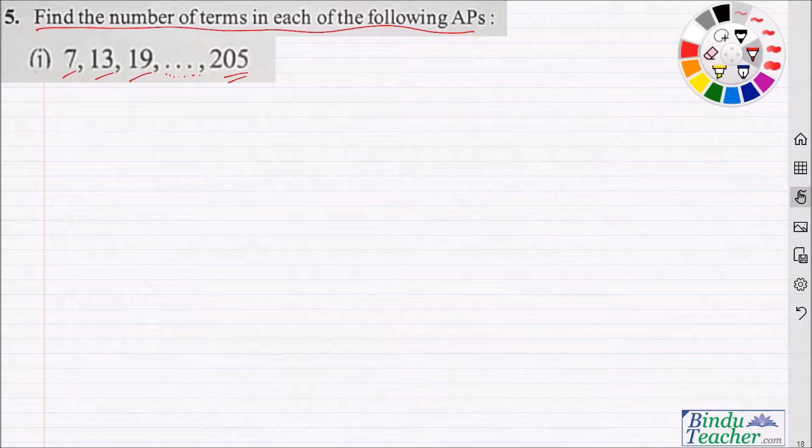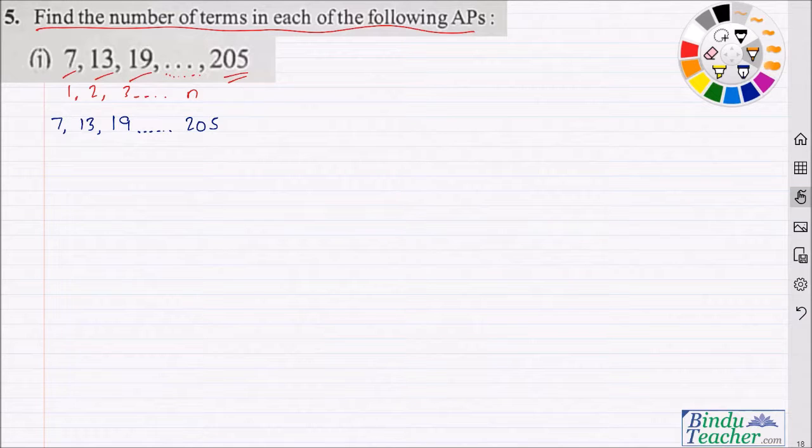Okay, so we have to find out we have 1, we have 2, we have 3, and n. What is the value of n, right? What is the position of the last term? That is what we have to find out. Okay, so let's start by writing down the question. So we have 7, 13, 19, and we have 205.